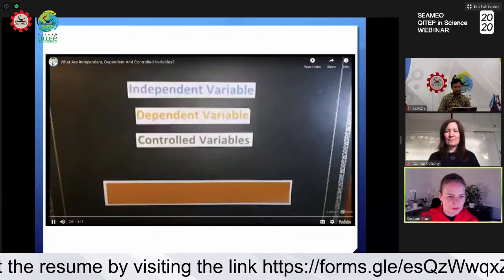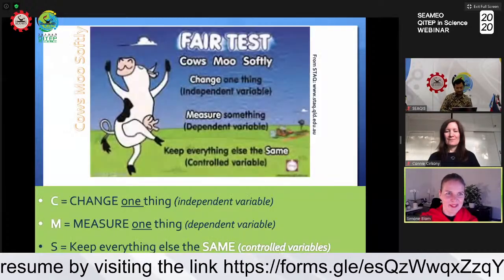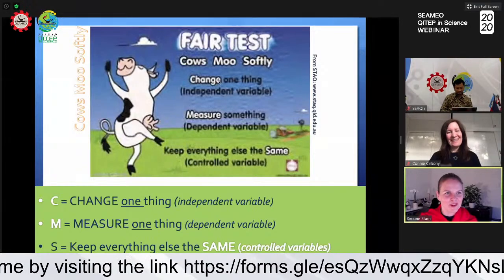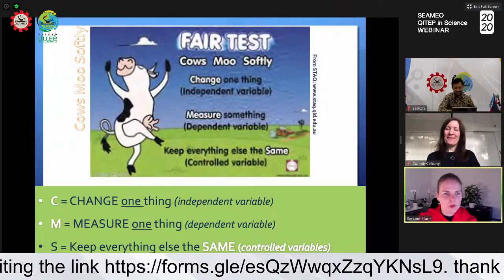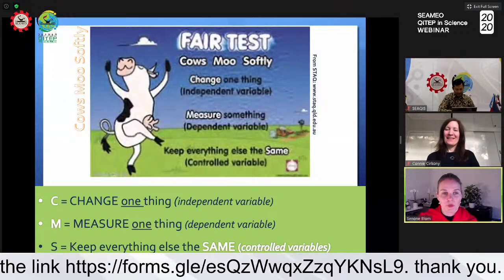We also talk about, I don't know why it does that, but we'll keep going. We also show this, which is quite cute, but the high school students love it too, which is when we do an independent variable, we just change one thing.